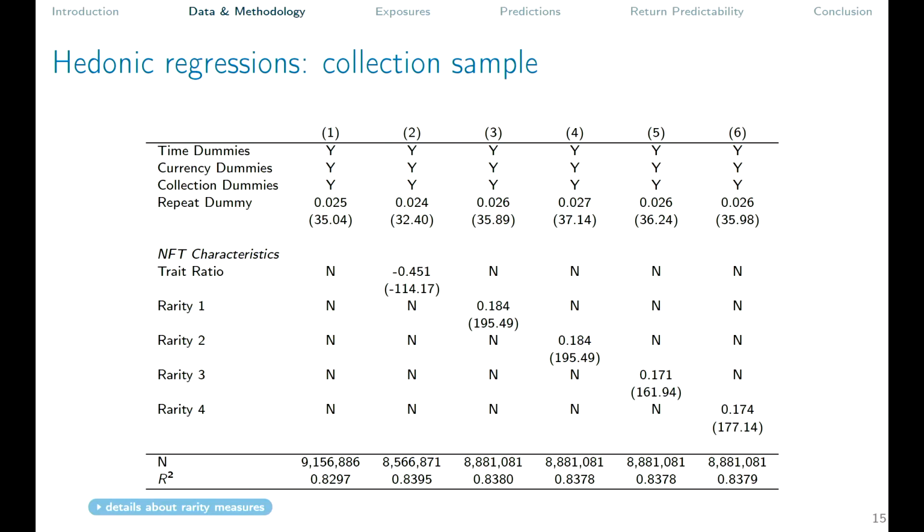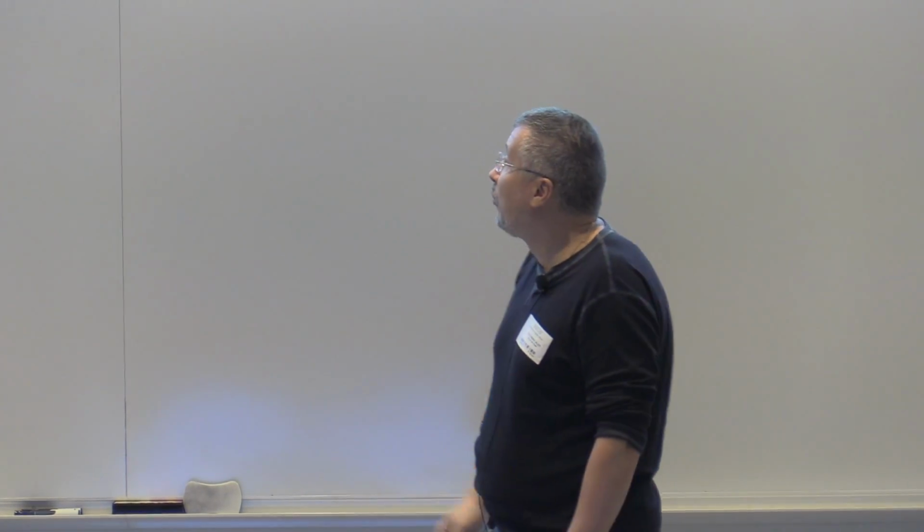All right, so now the rarity scores. This just speaks about the amount of data we have, the amount of data we created. So we have a sample of about 9 million transactions, even when we look at this more detailed rarity characteristic. So we build this rarity score for each individual NFT. And basically what you see is, first of all, you get pretty high R squared. Even with the simple hedonic stuff, that's pretty nicely working here.